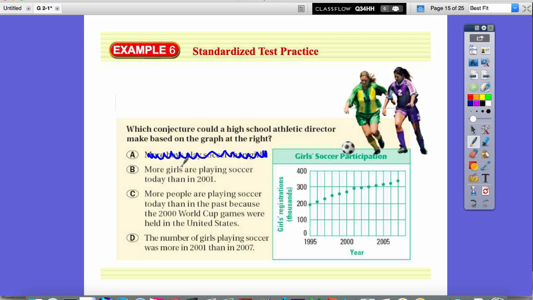More girls are playing soccer today than in 2001. Looks like that's true. More people are playing soccer today than in the past because of the 2000 World Cup games. This, first of all, doesn't say anything about total people playing soccer. It just talks about girls, and it talks nothing about the World Cup. The number of girls playing soccer is more in 2001 than in 2007. Well, the graph talks about that, but that's not a true conjecture from the graph. So the answer would be B.